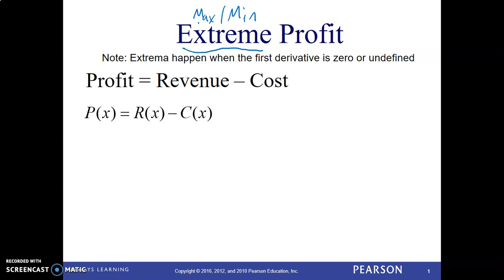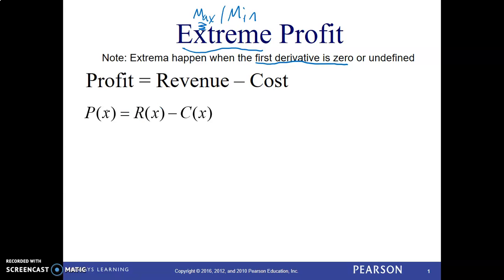Usually if you're in business, you want to maximize your profit. Now profit is always calculated by finding the revenue, subtracting the cost. So the revenue is the amount of money you're earning by selling your item or whatever, and the costs are what it costs to make it. Now keep in mind that extrema happen when the first derivative is 0 or undefined. And we're going to be focusing on when the first derivative is 0, because in real life business examples, you're not going to have undefined pop up very often.